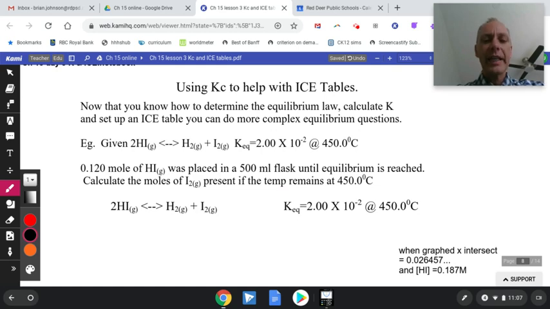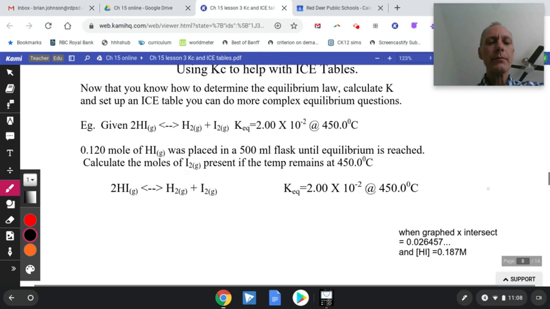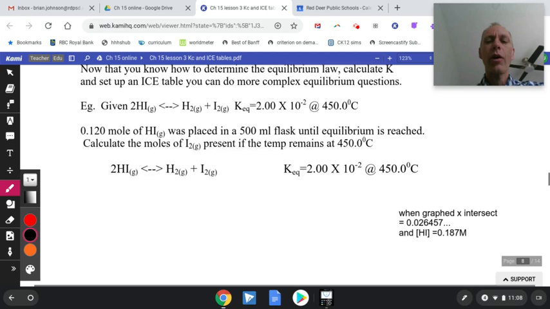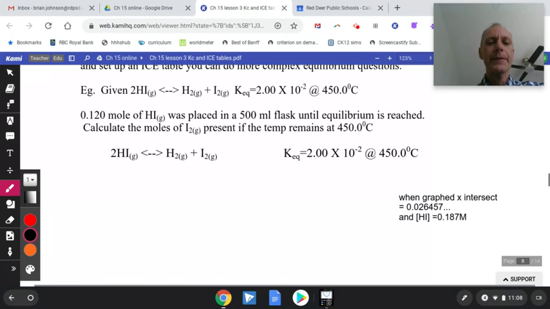So in the second half of the lesson, and this is the big part, you are going to learn how to use equilibrium constants with ice tables. We're going to be doing this throughout the chapter, so it's a big skill. Get your graphing calculators ready. Here we go. Now you know how to determine the equilibrium law, calculate K, and set up an ice table. We can do the more complex equilibrium questions.